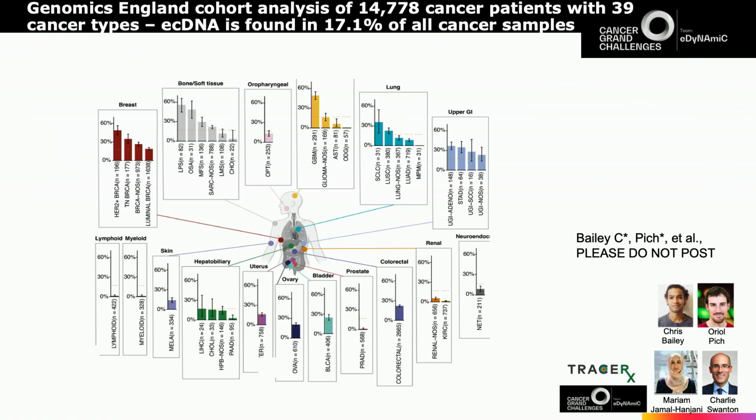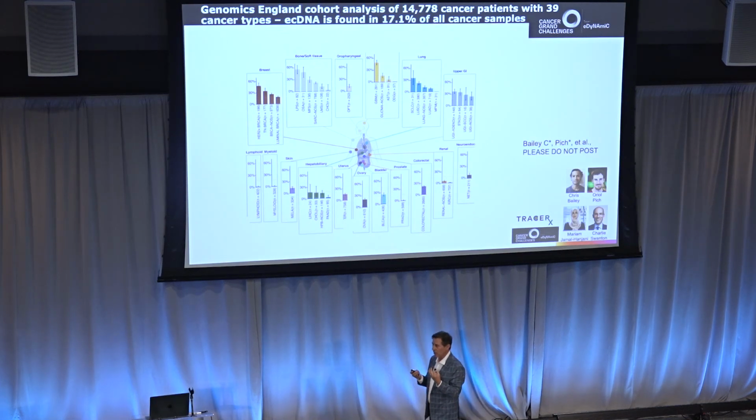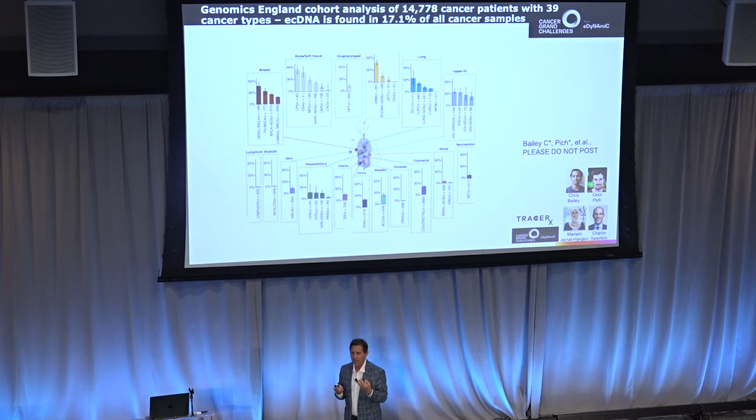how common is this? And the work I'm going to talk about now came from a close collaboration with Charlie Swanton and Miriam Jamal Hanjani, spearheaded by Chris Bailey and Oriel Pitch, using the Genomics England cohort. This is a fantastic cohort of close to 15,000 people with cancer. And we were able to actually use this AmpliconArchitect tool from whole genome sequencing and ask the question, when does ecDNA arise and in whom? This body map image shows you the frequency.